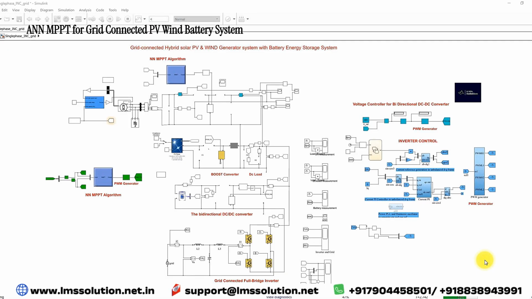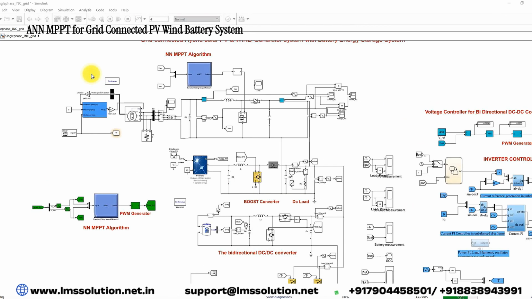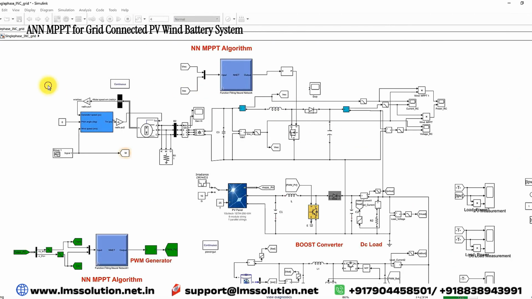The current control will happen in the grid side inverter, and this is a similar model of the neural network MPPT controlled grid connected PV wind battery systems. The system consists of a wind energy conversion system. This is a wind turbine and the PMSG, and then this is known as a rectifier to convert AC to DC, and then here we are using a boost converter. This boost converter is to extract the maximum power from this wind energy conversion system. This boost converter is going to be controlled by means of a neural network.